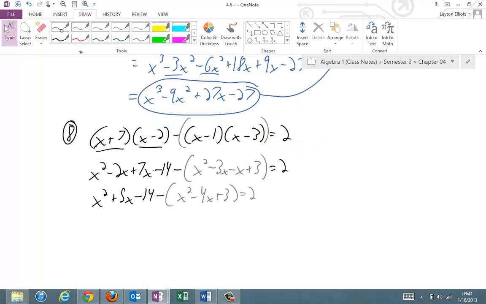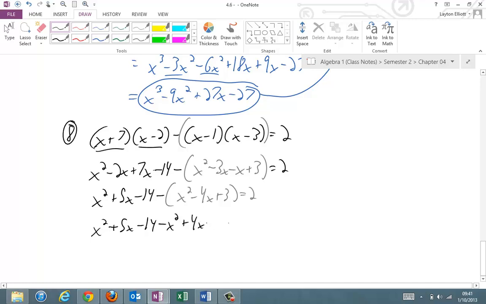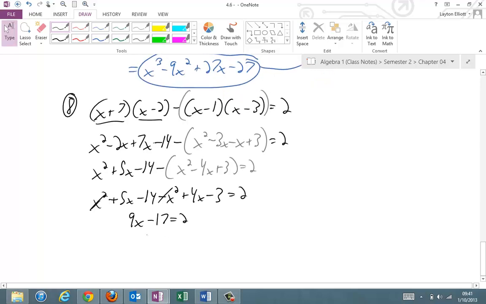Distribute your negative. X squared plus 5x minus 14 minus x squared plus 4x minus 3 equals 2. X squareds drop out. Add the 5 and the 4 to get 9x. Add the negative 14 and negative 3 to get negative 17. Add 17 to both sides. We get 9x is equal to 19. Divide by 9. We get x is equal to 19 over 9.